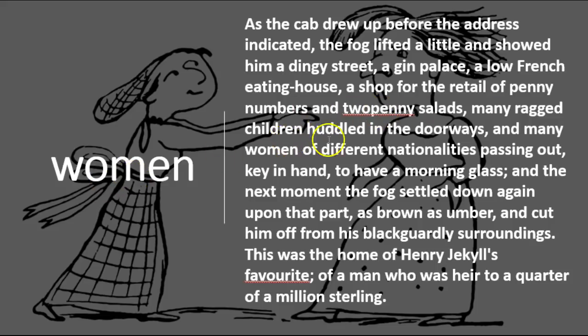Many ragged children huddled in the doorways, and many women of different nationalities passing out, key in hand, to have a morning glass. So he's ridiculing these women who are off out to have a glass at the gin palace in the morning. They're getting absolutely drunk out of their minds before breakfast. And the next moment the fog settled down again upon that part as brown as umber and cut him off from his blackguardly surroundings. So blackguardly means criminal, really.